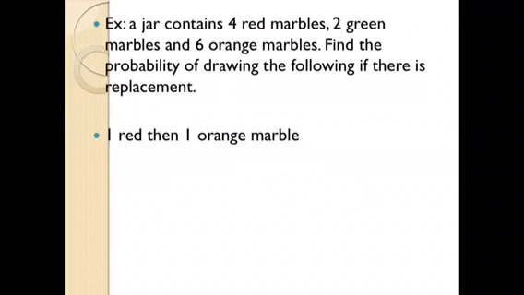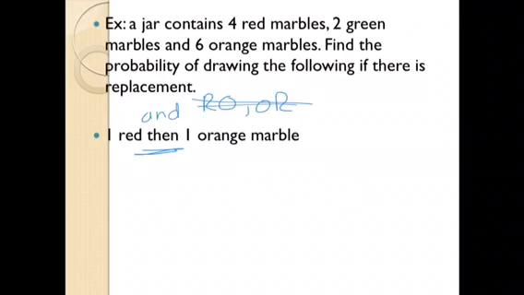Alright, so now we want to get 1 red, then 1 orange. The word then is really important because it tells us the order that we're going to be drawing in. So specifically, I'm looking for the probability that the first one is red and the second one is orange. If the word then wasn't there, if it instead was the word and, that would mean that I could have a red and an orange, or I could also have an orange and a red. The order wouldn't matter. I just want to make sure I have those two. But again, I have the word then, so I don't have to worry about that.